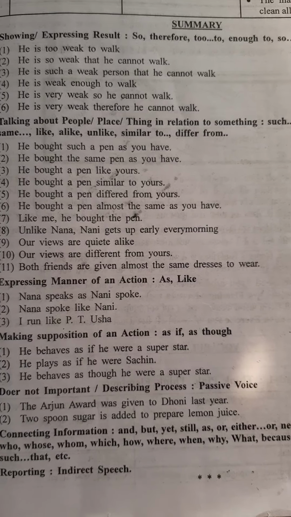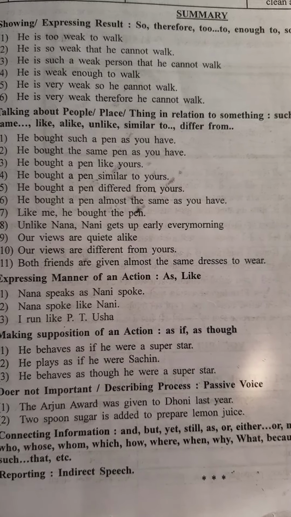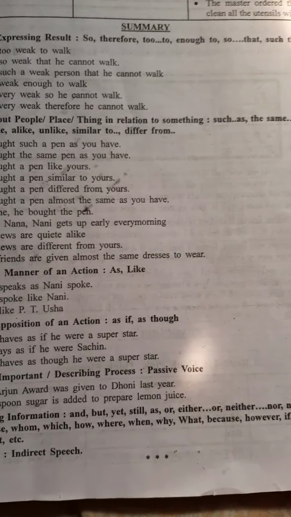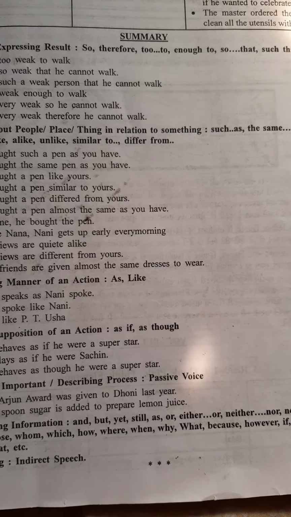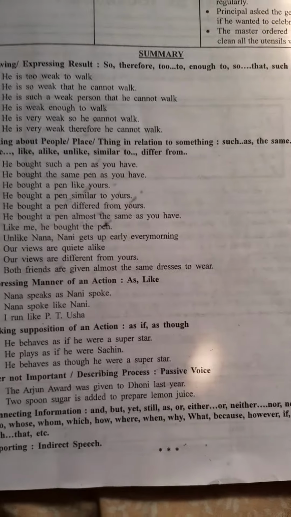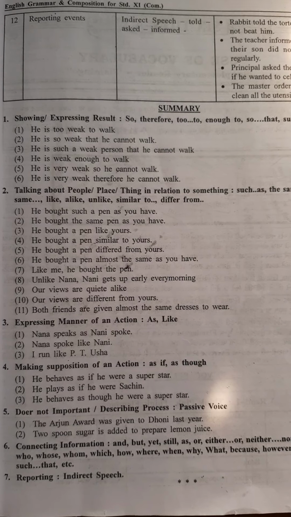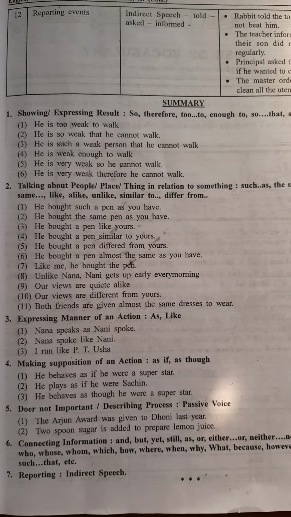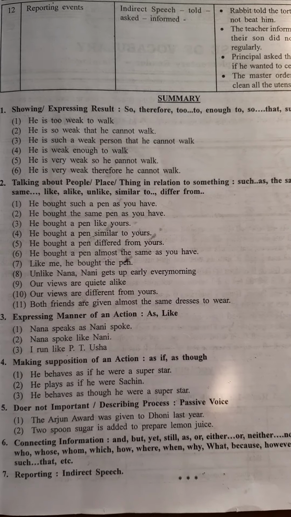So this is the second function, talking about people, place, thing in relation to something. And here is the trick to identify this function. If you see such as, the same as, almost the same, like, alike, unlike, similar to, or differ from, then it is talking about people, place, thing in relation to something.